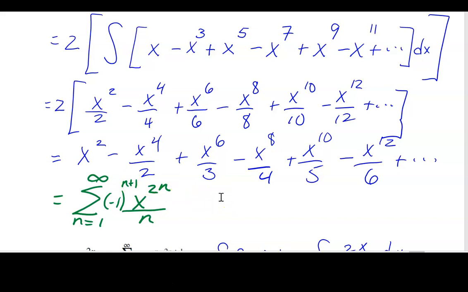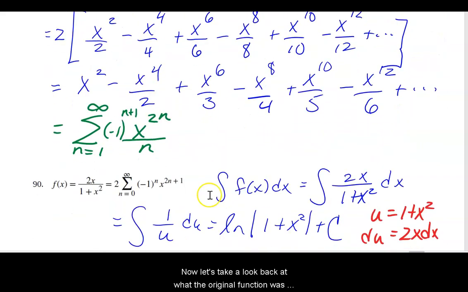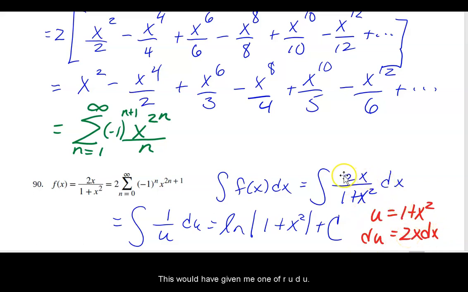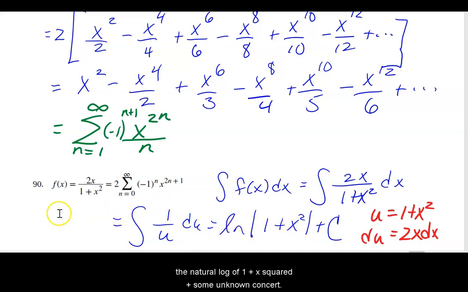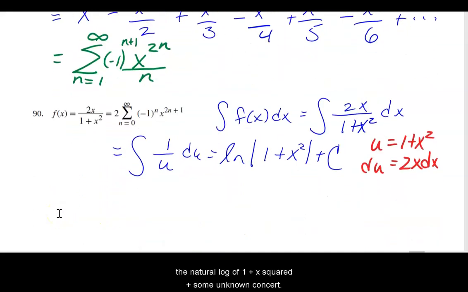Now let's take a look back at what the original function was, 2x over 1 plus x squared. In order to integrate that directly, I would have used u substitution, where u was 1 plus x squared. Du then would have been 2x. This would have given me 1 over u du, which is the natural log of the absolute value of u, or the natural log of 1 plus x squared, plus some unknown constant.